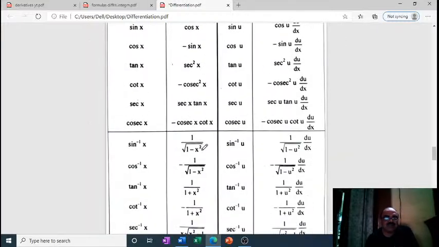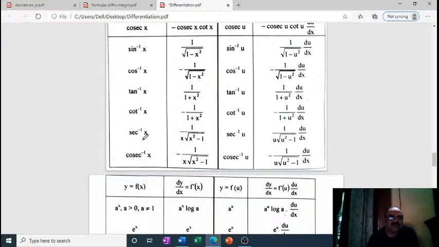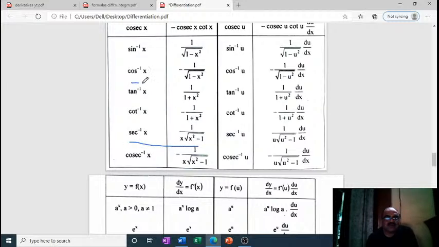Let's have a look at the formula if there is any confusion. See, this is secant inverse x. This is cos inverse x.